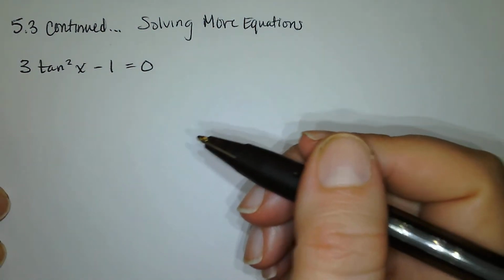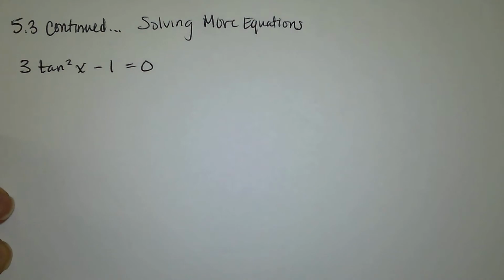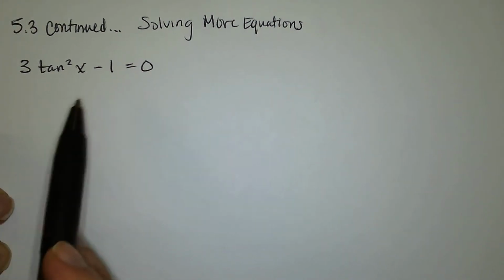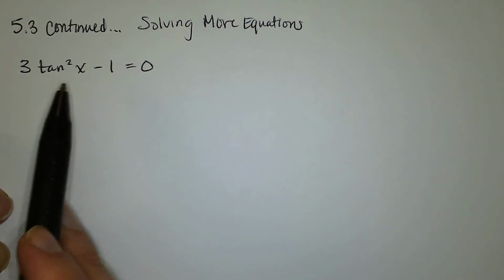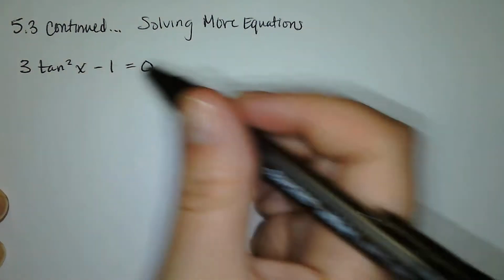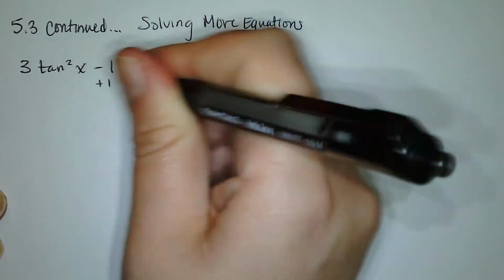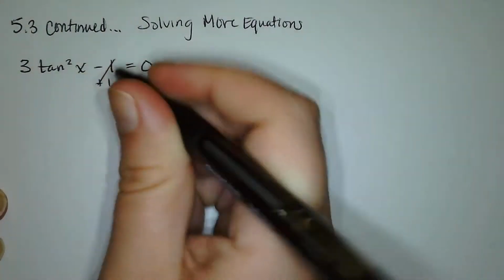Alright, let's check out 3 more examples. This one, we're just going to solve like normal. When we square root both sides, you have to remember the plus and minus. So, just like anything else, we're going to add 1, divide by 3. And I think that much you already knew.